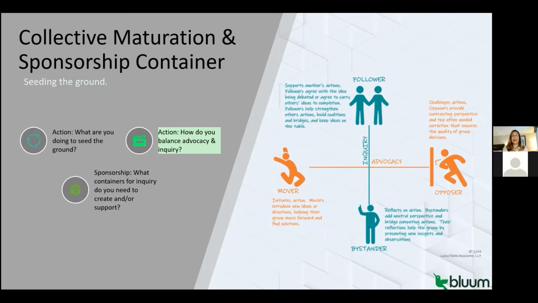Followers are good at adding to and developing ideas and supporting conversations and progress. Your opposers challenge the new ideas and encourage exploration and movement. Maybe not in the direction you initially planned, but they help you to make corrections to that direction if necessary. And bystanders, these are often observers, and they bring a quieter voice of support to the conversation, to the initiative, generally offering a variety of perspectives. So we're going to take a closer look at all 4 of these, starting with the mover.